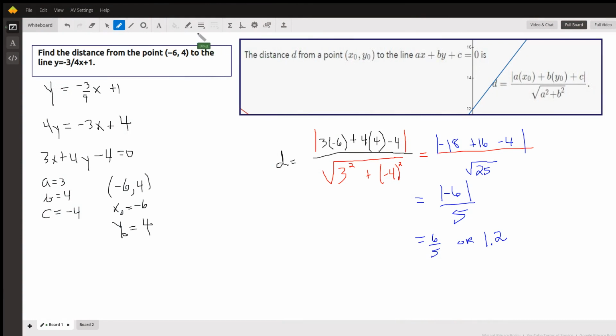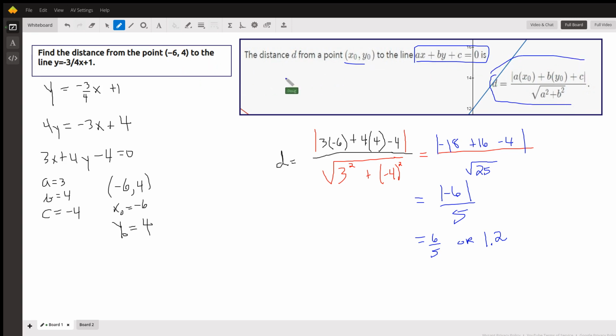Okay, there's basically two ways to do this problem. One way is if you know the formula for the distance from a given point to a given line when the equation of the line is written like this: ax plus by plus c equals 0. This is the formula for the distance from the point to that line.